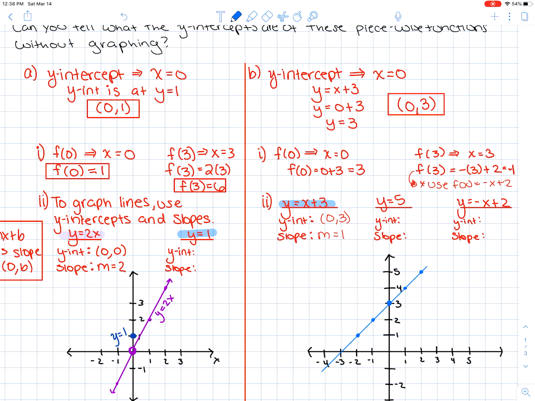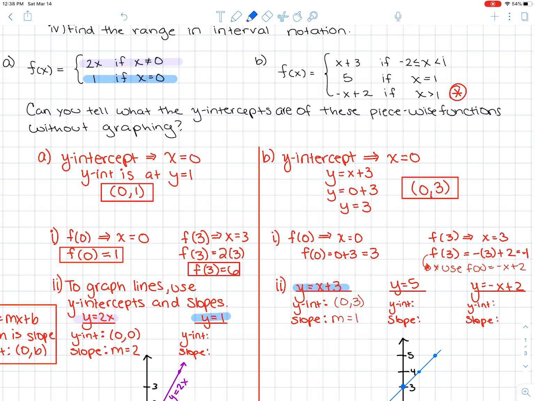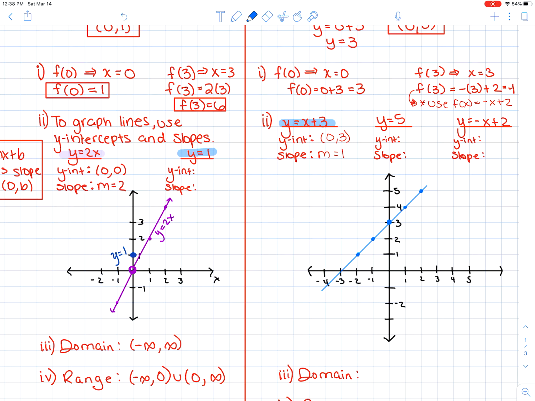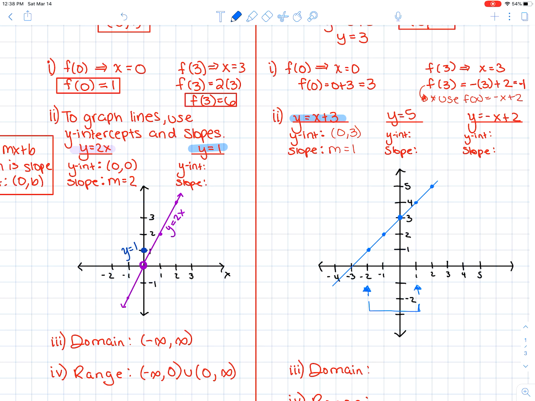Again, remember that we do have a domain, so we're not done. Let's go back and look at our domain. We must graph between negative 2 and 1, where negative 2 is included and 1 isn't. So I'm going to go back to my graph, actually. Here's negative 2. And here's 1. So we can only graph between negative 2 and 1. And we're going to get rid of the rest of my graph.